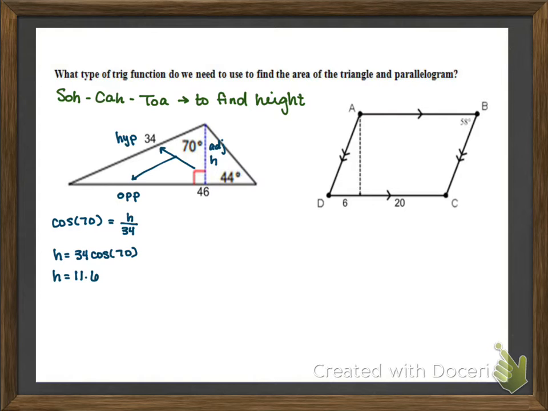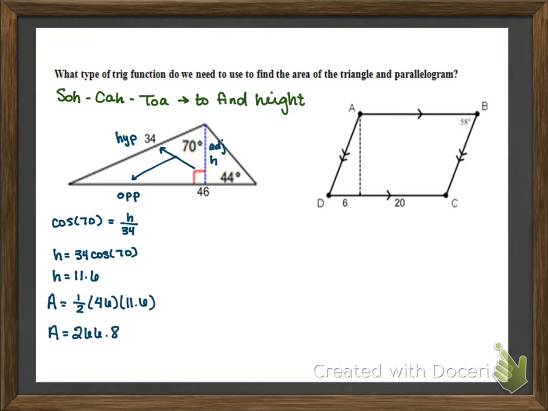So cosine of 70 equals h over 34. Multiply the 34 to the other side. H equals 34 cosine of 70, so that height is 11.6. Now remember, the height goes from the vertex directly down to our base. So in this figure, our base is 46, so area equals 1/2 times 46 times 11.6. So the area of this triangle is 266.8.